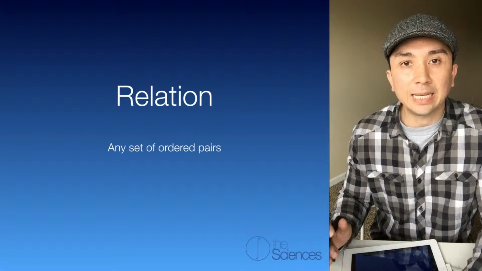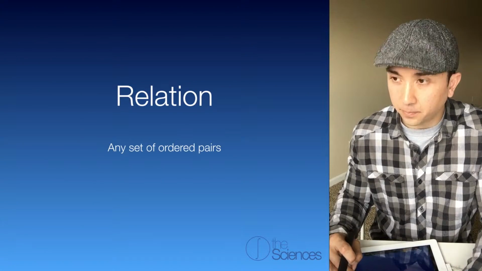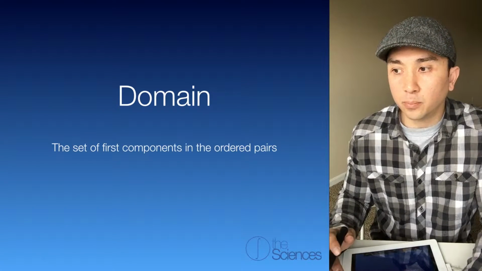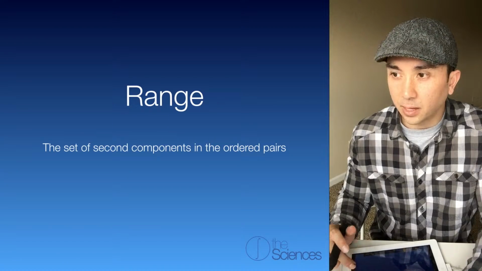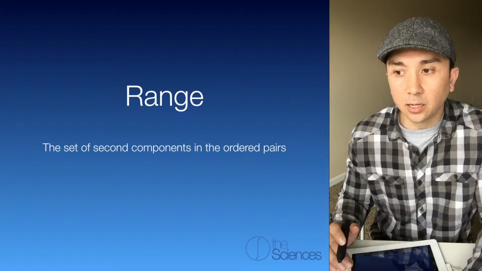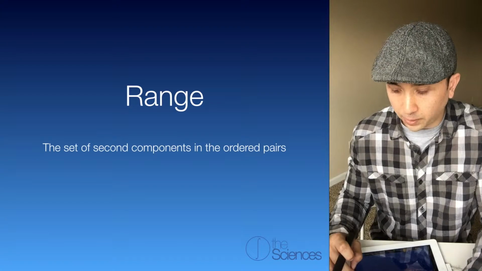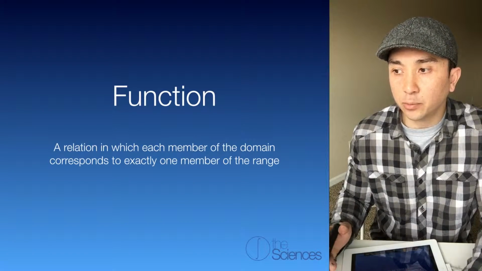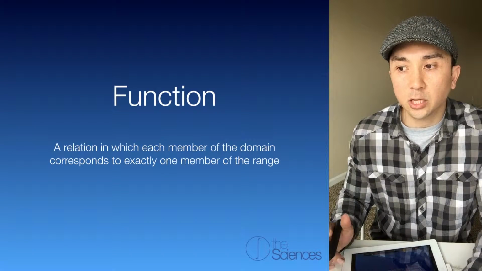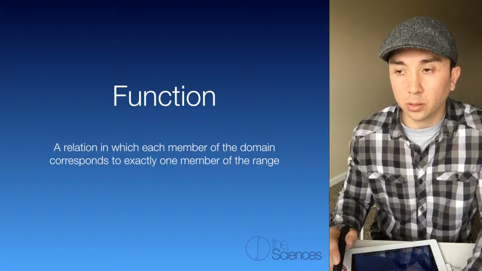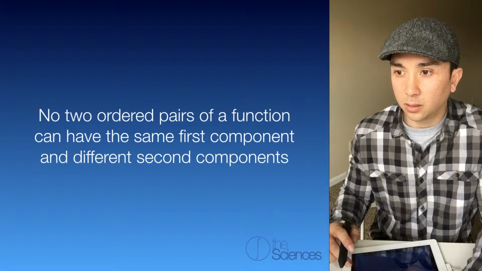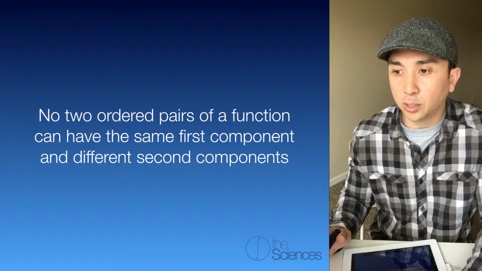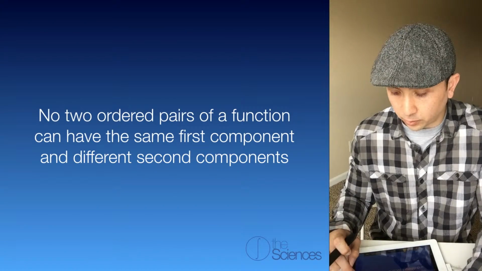So a relation is any set of ordered pairs. Now, a domain is a set of first components in the ordered pairs, and the range is the set of second components in the ordered pairs. A function is a relation in which each member of the domain corresponds to exactly one member of the range. So no two ordered pairs of a function can have the same first component and different second components.